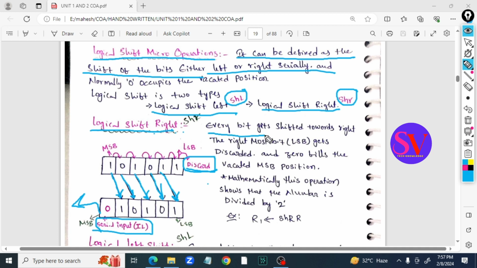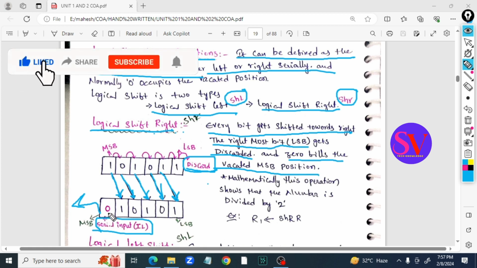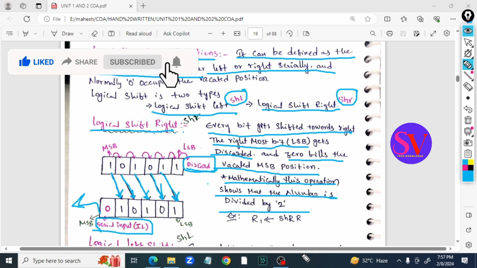So every bit gets shifted towards the right. The rightmost bit, the LSB, gets discarded, meaning deleted, and 0 fills the vacant position, the MSB position. So here I have filled the vacant position with 0. Mathematically, this operation shows that the number is divided by 2, and this will be represented as this.